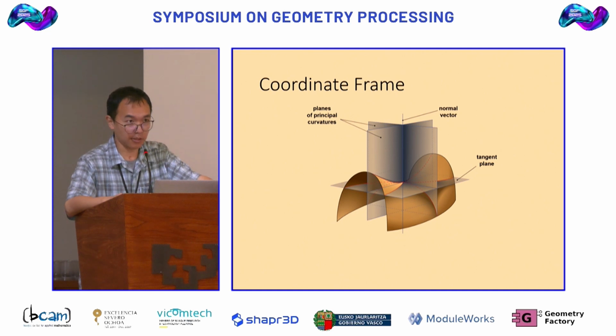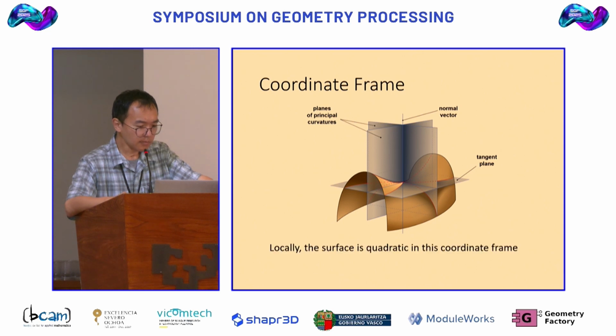As I mentioned, this is an implicit representation that uses a very simple geometric concept. So what is the simple geometric concept? If you have a shape where the boundary is a 2D surface, then we have the notion of a canonical coordinate frame, defined by the normal and principal directions. In this coordinate frame, locally, the surface is quadratic.